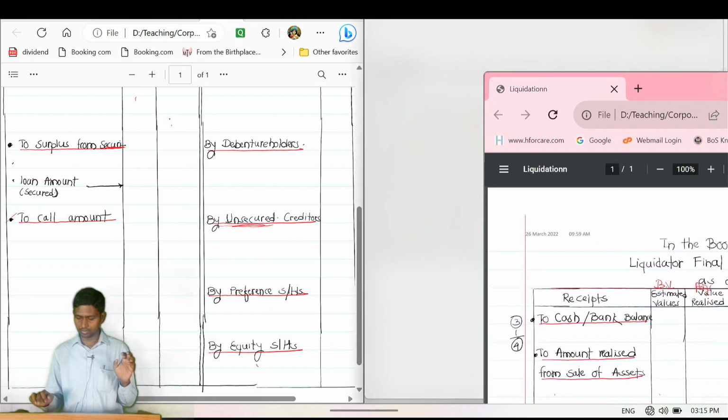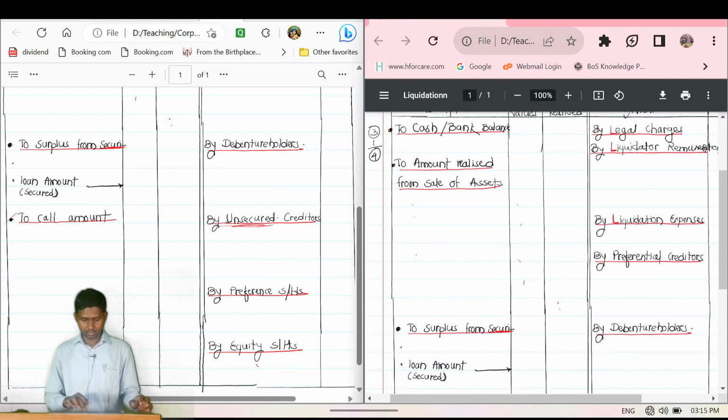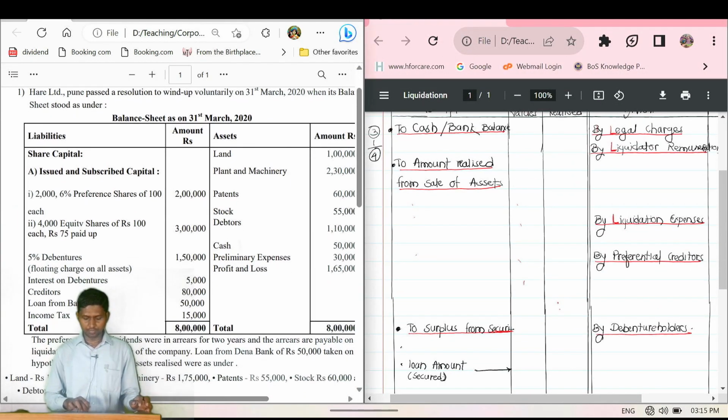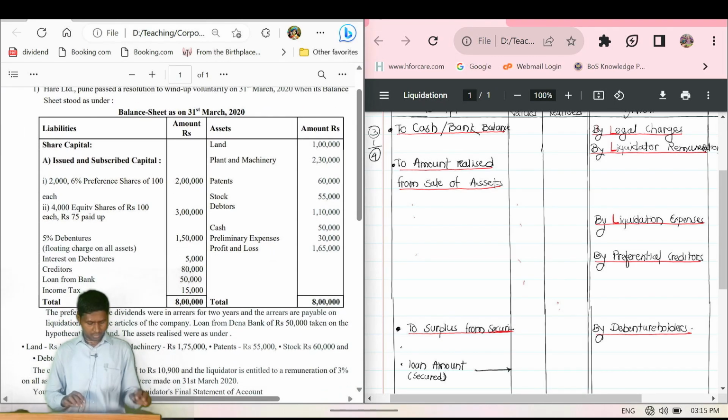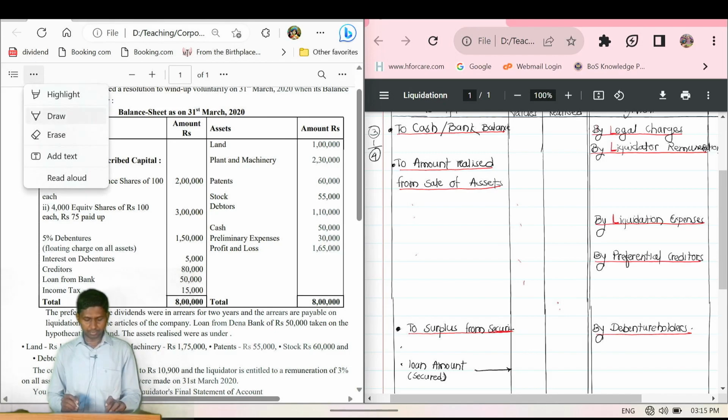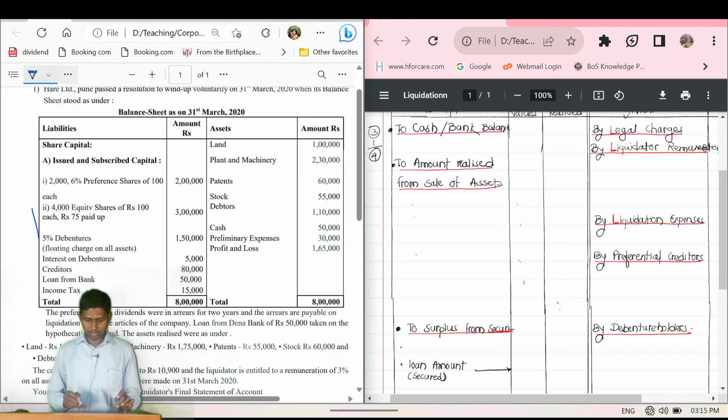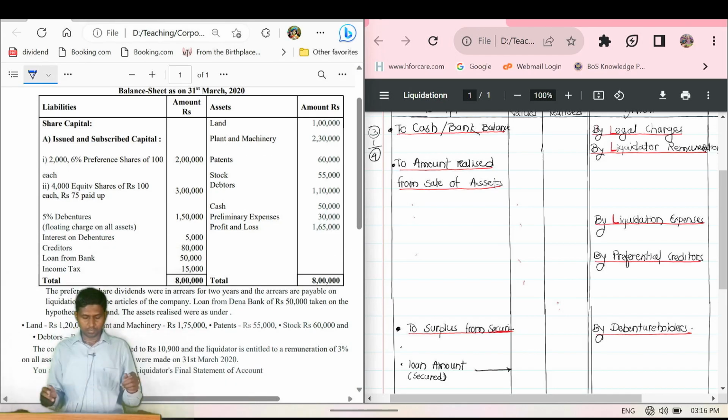Now, the first problem, the problem of Hari Limited. Before classifying, you must first read the problem, and after reading, do one thing: read the adjustments and give stars to the items given in the balance sheet.